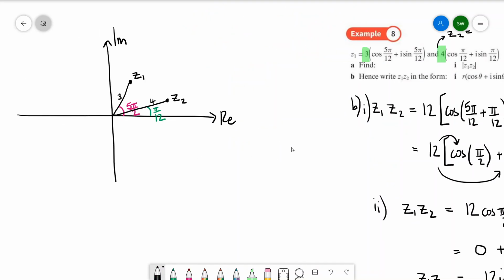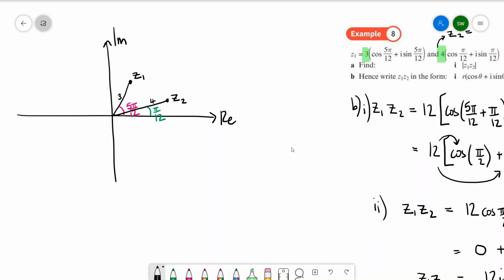Although it's not asked for in the question, I think it is useful to see what the geometrical significance of this is on the Argand diagram. So I've sketched Z1 and Z2. Z1 is a distance of 3 away from the origin, and Z2 is a distance of 4 away from the origin. Z1 has an argument of 5 pi over 12, and Z2 has an argument of pi over 12. So when we times these two complex numbers together, we get a new complex number, which has an argument of the sum of these two. The sum of these two is pi over 2.